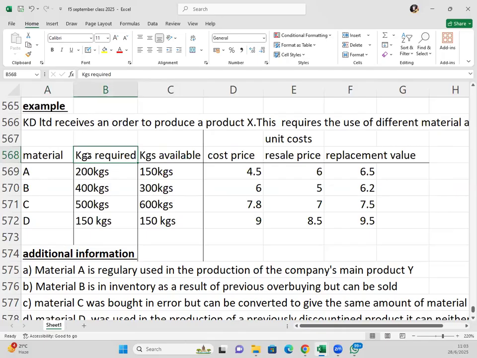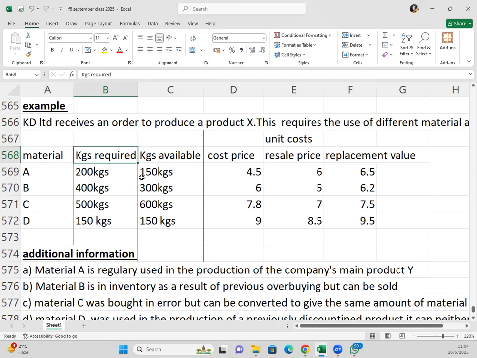So you have received the order. This order requires 200 kgs. But so far, you have 150 kgs in stock. So it means there are 50 kgs that you need that are not in stock. That one, we can't even debate or question about it. So what are we going to do? Because already there are 50 kgs that are not in stock. So let's start with those ones.